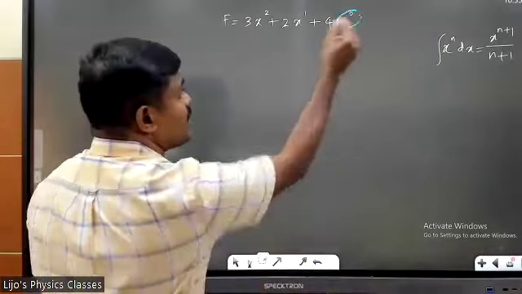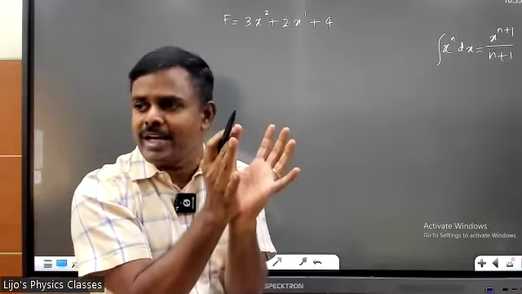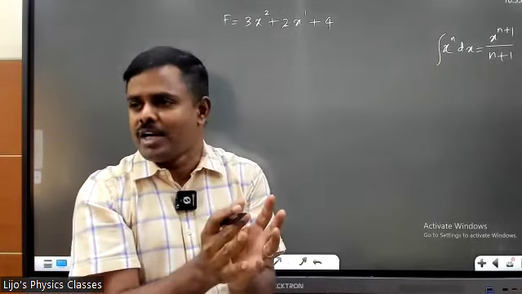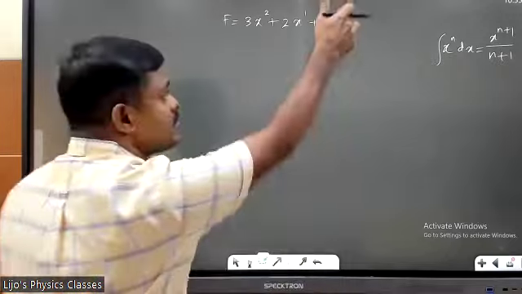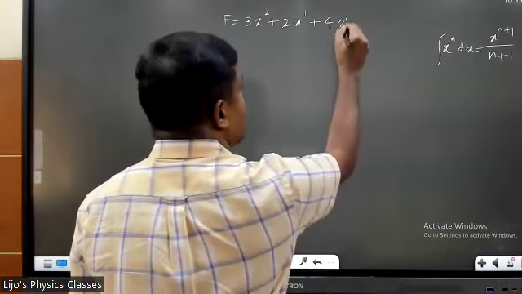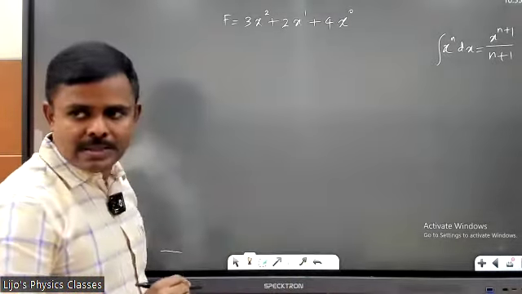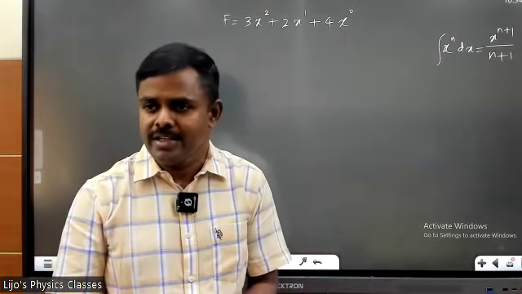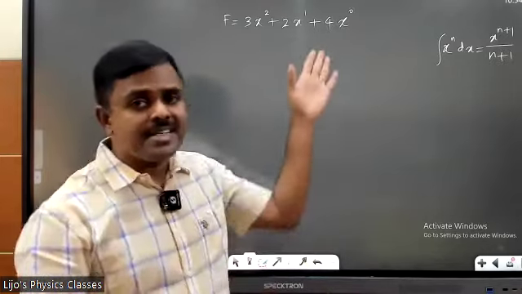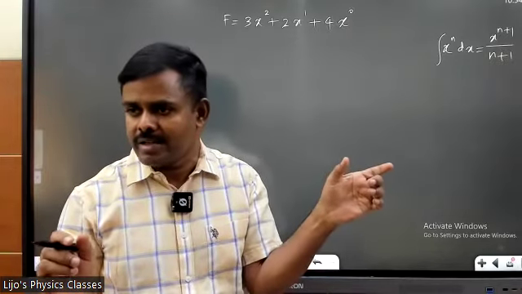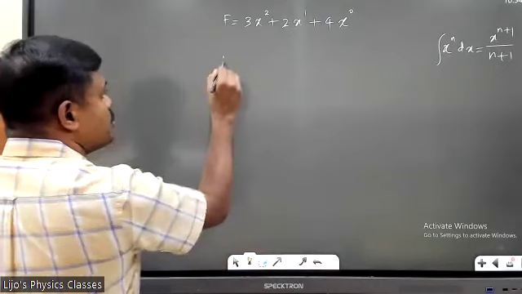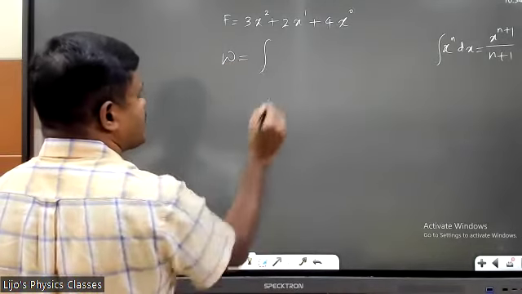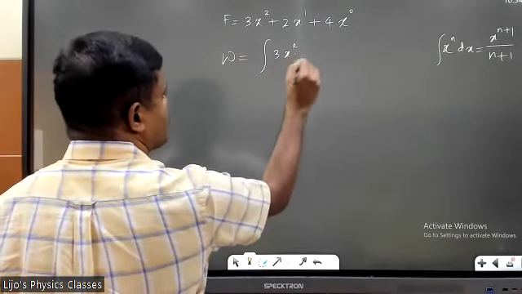Look at this. They have given a function, 3x square plus 2x raised to 1 plus 4. But I need some sort of x there, so I'm putting x to the power 0. Now, I'm sure that this is a variable force. How do I know? Because there are x values in it. So I can use this equation to find the work done. The question is to find the work done.